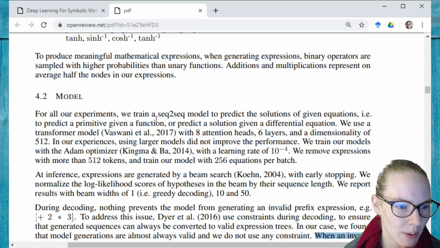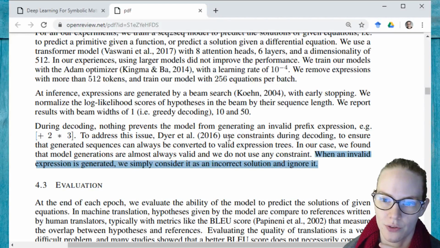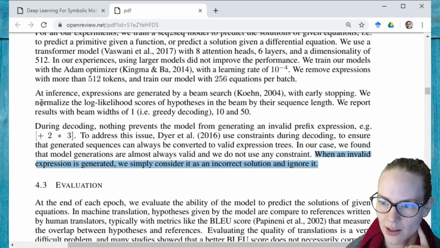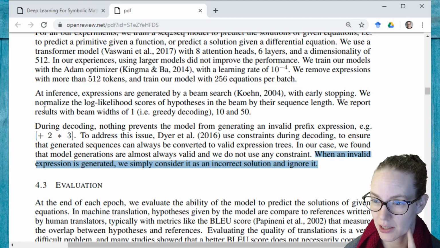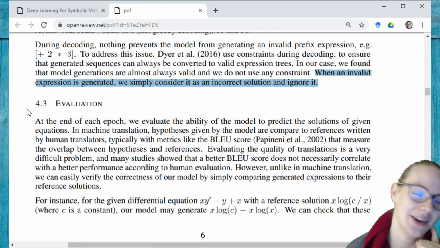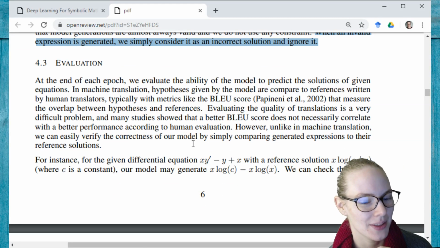Okay, so they're predicting a primitive given a function, or predicting a solution given a differential equation. If you generate an invalid expression at inference time, you ignore it. I guess you can tell if it's correct or not, right? Because it's generating the solution that's computationally intense, not checking it. But, oh, look, here's the evaluation section. We can answer this question with help from the researchers.